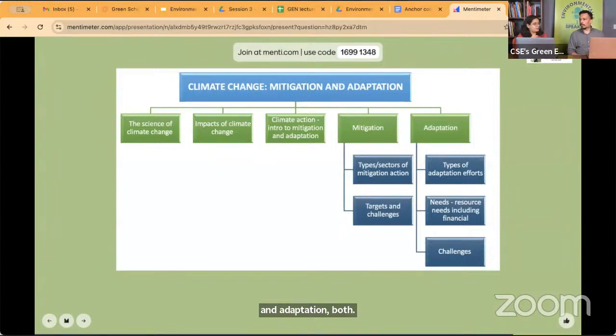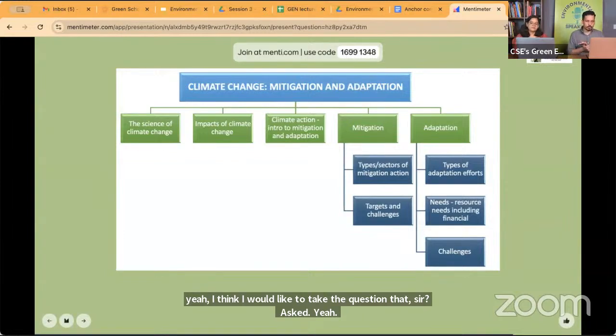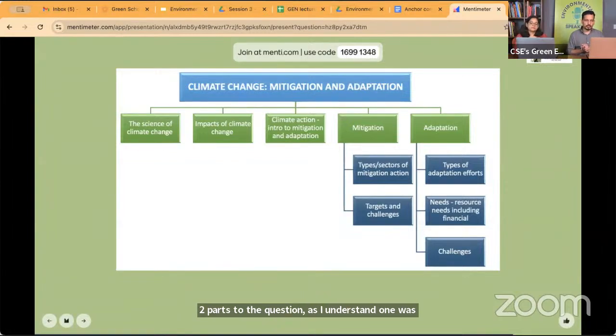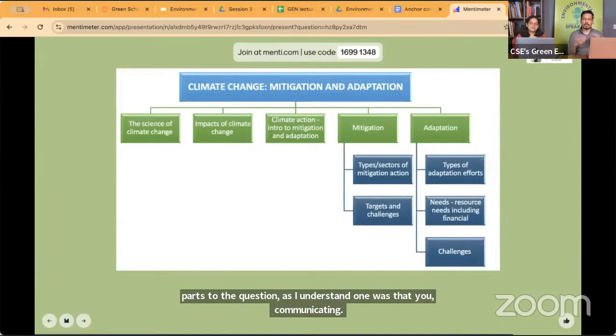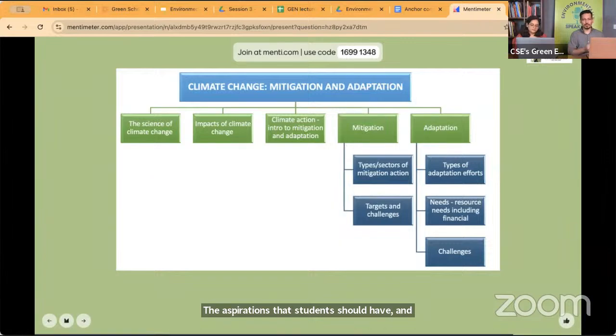So I would like to take the question that Sir asked. Janardhan Sir. So there were two parts to the question, as I understand, sir. One was about communicating the aspirations that students should have, and how that is in conflict with what we are discussing about reducing our consumption.